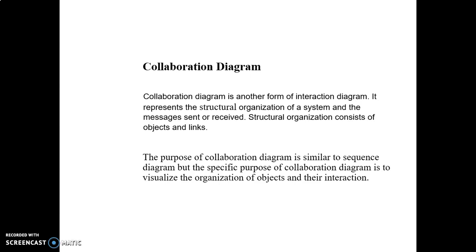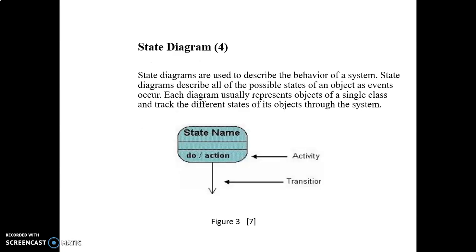Now I'm coming to the collaboration diagram. A collaboration diagram is another form of interaction diagram. It represents the structural organization of a system and the messages sent and received. Structural organization consists of objects and links. The purpose of a collaboration diagram is similar to a sequence diagram, but its specific purpose is to visualize the organization of objects and their interaction.